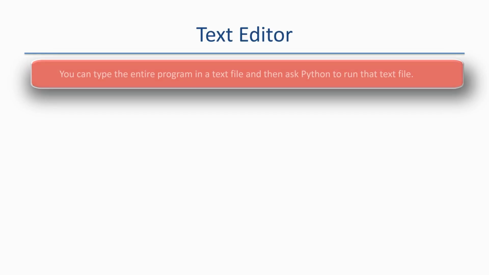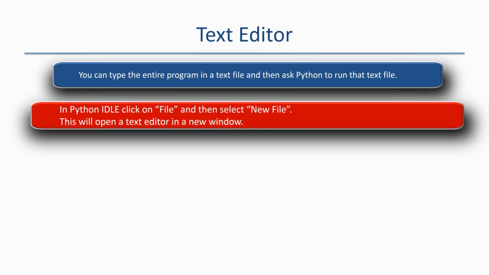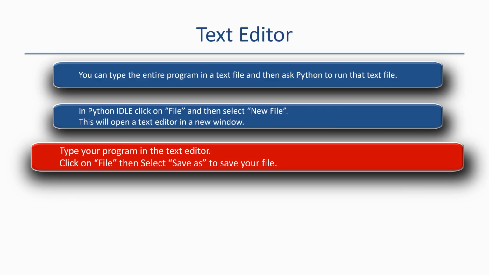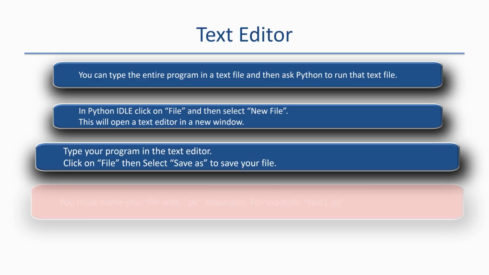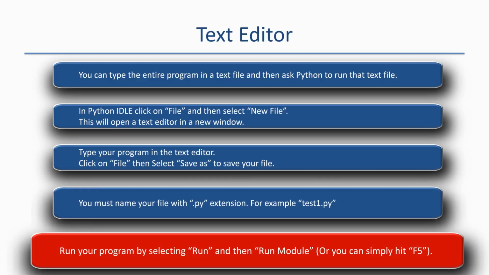So in this lesson, you learned that you can type the entire program in a text file and then ask Python to run that text file. To do that, you go to Python IDLE, click on File, and then select New File. This will open a text editor in a new window. Type your program in the text editor, and then click on File, then select Save As to save your file. Remember that you must name your file with the extension .py. And finally, you can run your program by selecting Run and then selecting Run Module, or you can simply hit F5.